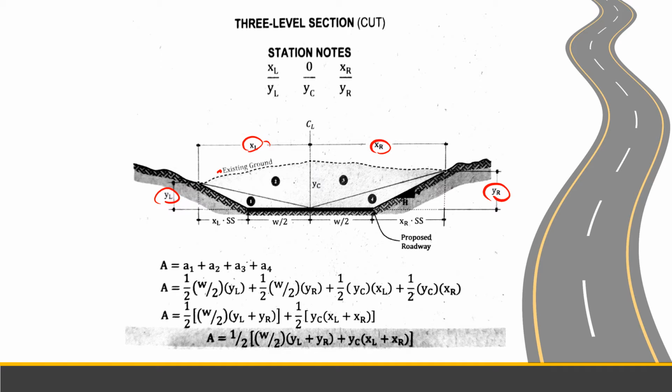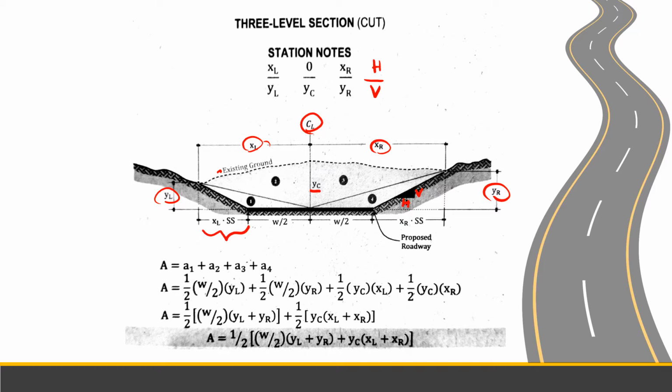At the center line, we have no horizontal distance. Then the vertical distance is YC. So this is horizontal and vertical. This side here is the side slope. So this is horizontal and this is vertical. The distance here is the vertical, which is the horizontal distance XL multiplied by the side slope.